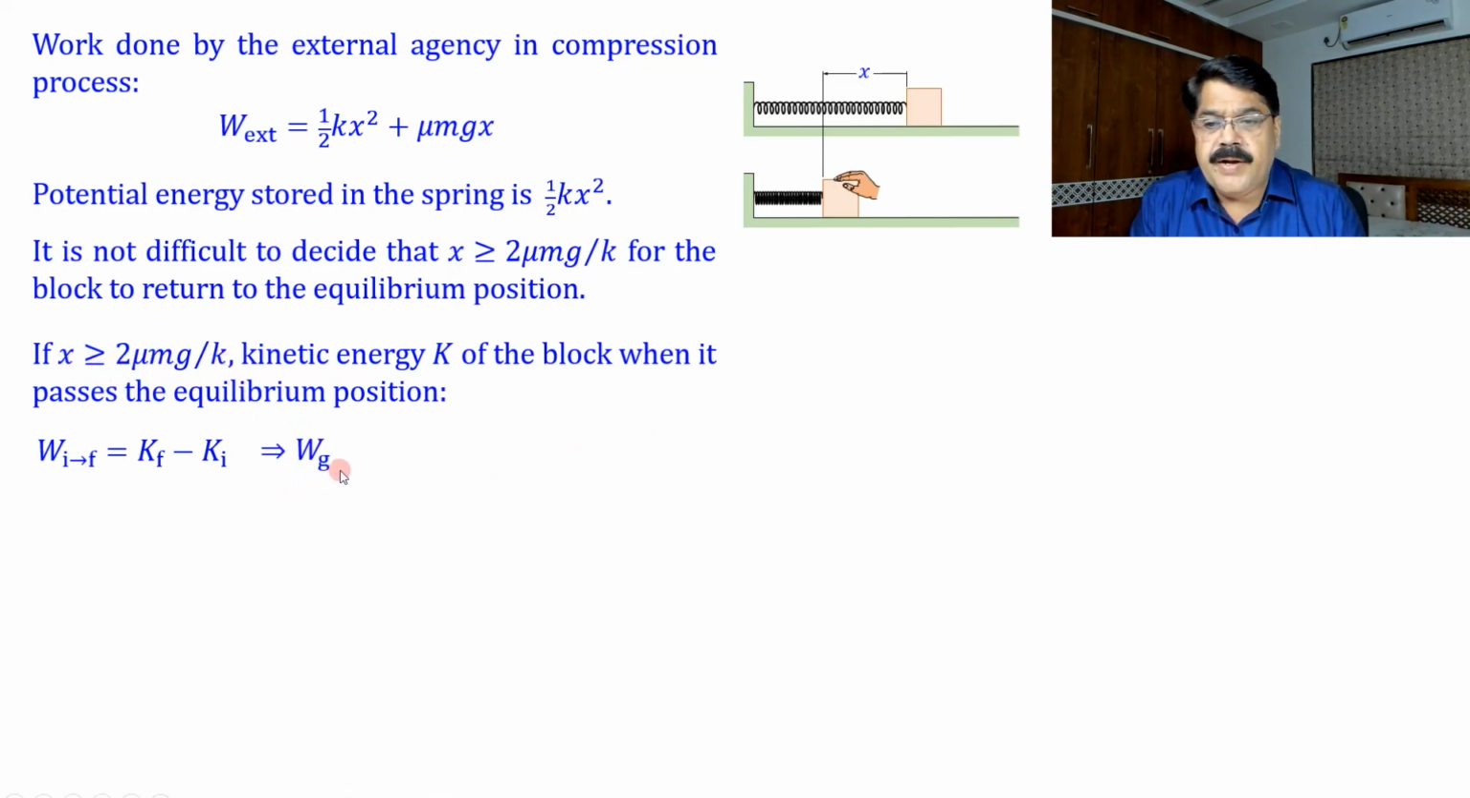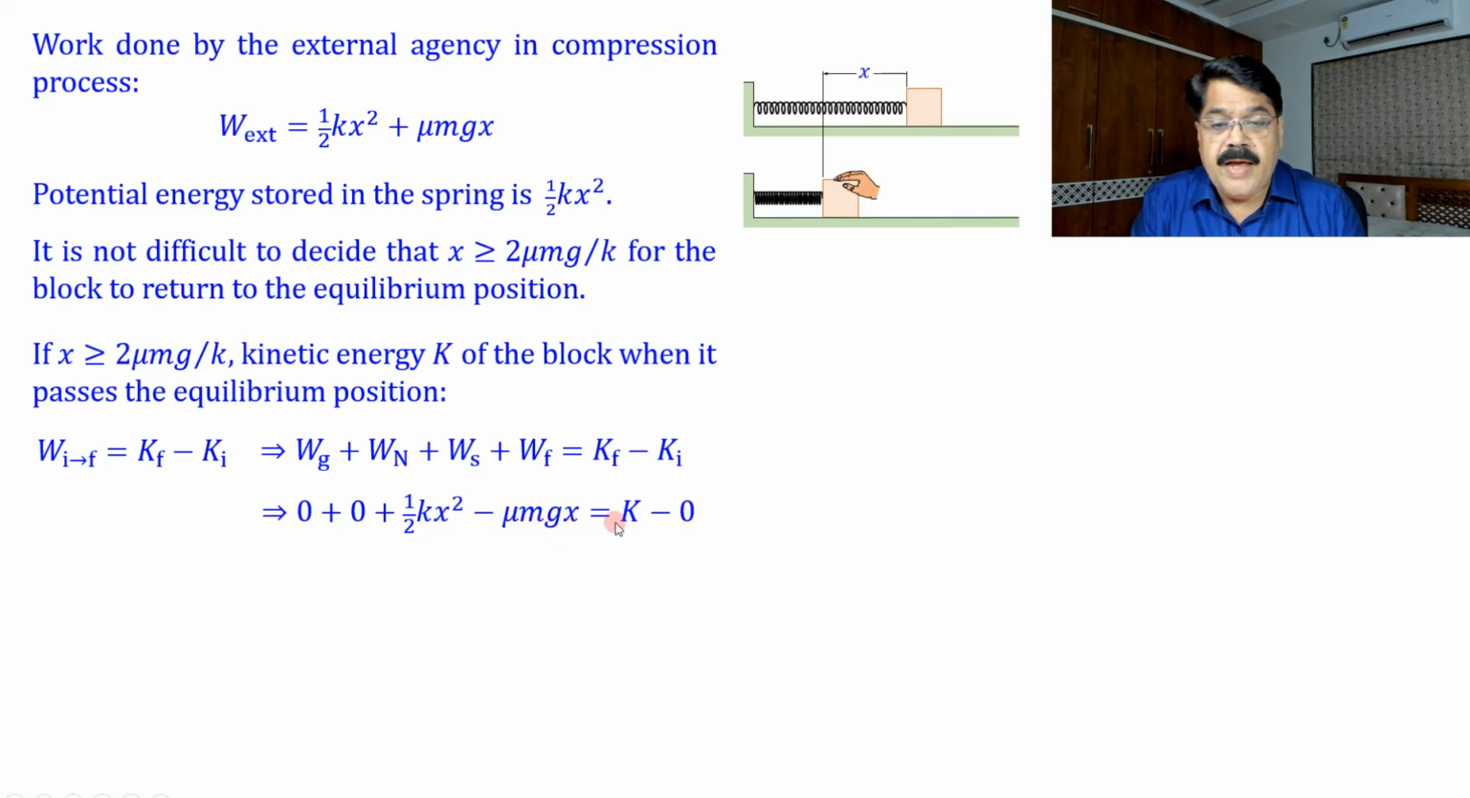So what do you get here? Wg plus Wn plus Ws plus Wf, small f stands for friction, is equal to K final minus K initial. Now we substitute the values. Wg is 0, Wn is 0, Ws is half kx square, and this is minus mu mg x, is equal to K minus 0. The final kinetic energy I am calling K. So K is equal to half kx square minus mu mg into x.